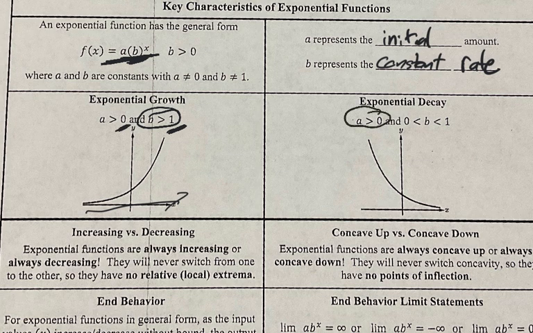Here, A is still positive, but now the b value is less than 1, but bigger than 0. So pretend like it's a half or a third or a fourth. If we have 1/2 to the second power, that's a fourth. 1/2 to the third power is an eighth. That's going to make the values get smaller and smaller and smaller, right? As the x's grow, here the y's are getting closer and closer to 0.